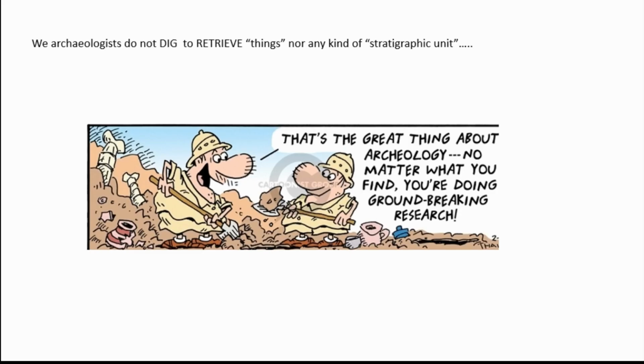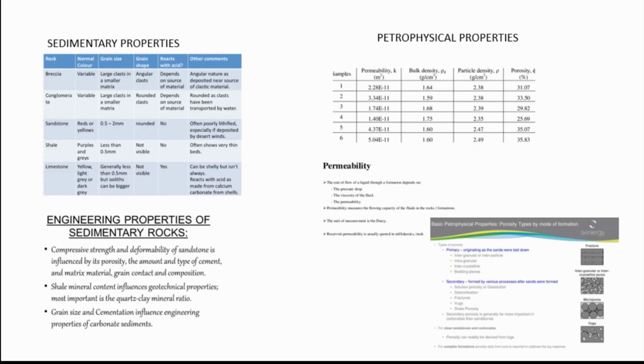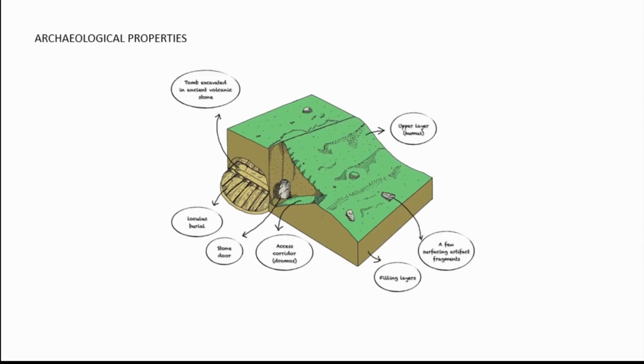So I would like here to make some general remarks about how archaeological excavation should be. And I suggest beginning with an alternative view of archaeological excavation. Instead of digging and retrieving things, archaeological excavation is a question of measuring the variability of some properties. You are not excavating, but you are measuring things. And what do you measure when you excavate? There are sedimentary properties, petrophysical properties, and engineering properties of sedimentary rocks and materials. That means it's a lot of geology, sedimentology, if you wish. But of course, also archaeological properties: the presence or absence of archaeological elements.